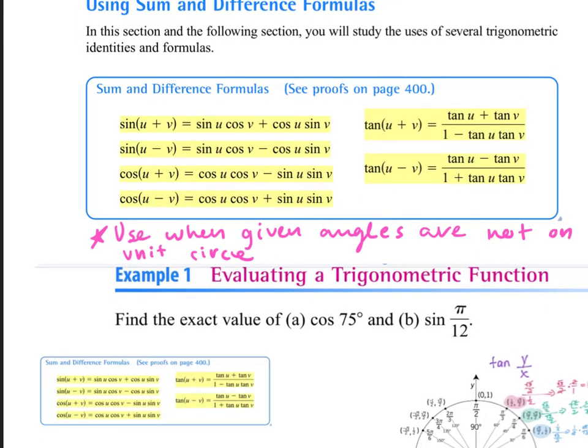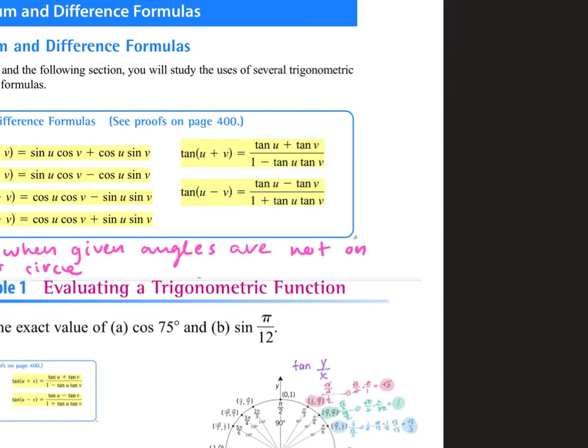Or when we have a combination of unit circle angles to figure out exact answers.